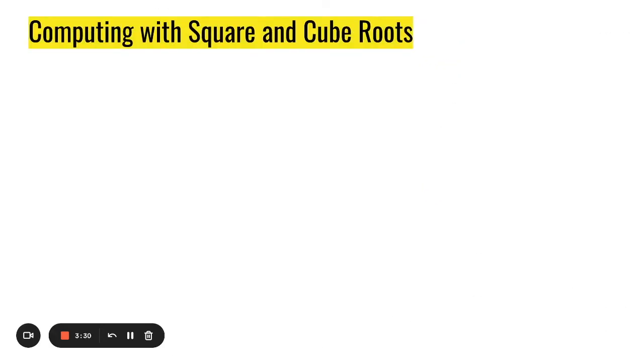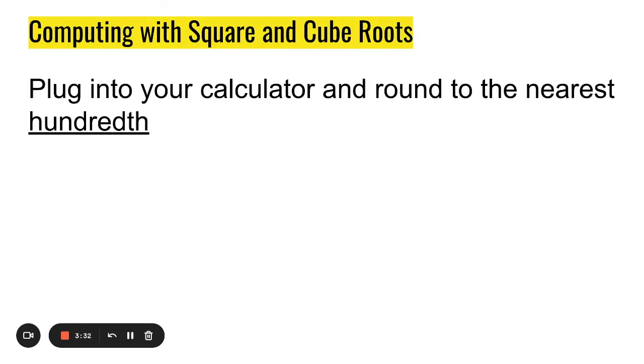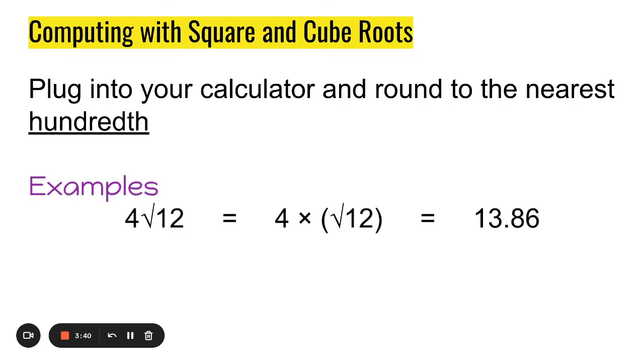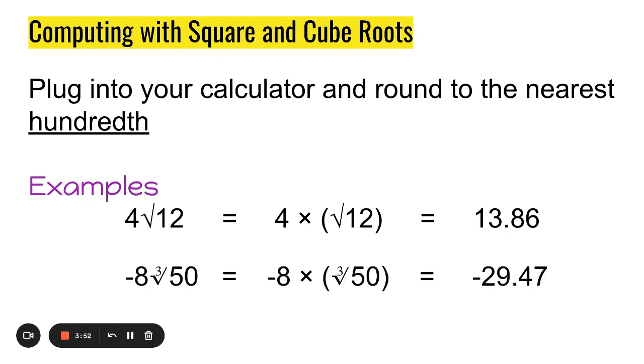When calculating with square or cube roots, you're just going to plug the problem into your calculator and round to the nearest hundredth unless directed otherwise. Some examples: 4 square root of 12 really means that we're doing 4 times the square root of 12. I would suggest putting that square root of 12 in parentheses just to eliminate any confusion on your calculator. We've got the same thing here, negative 8 times the cube root of 50.